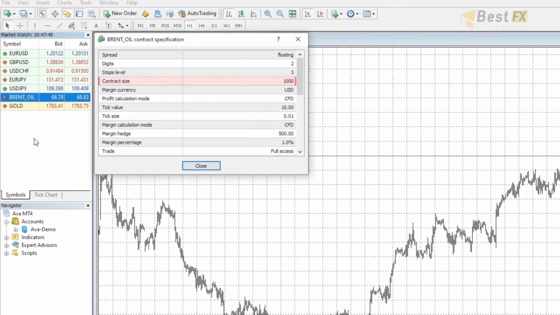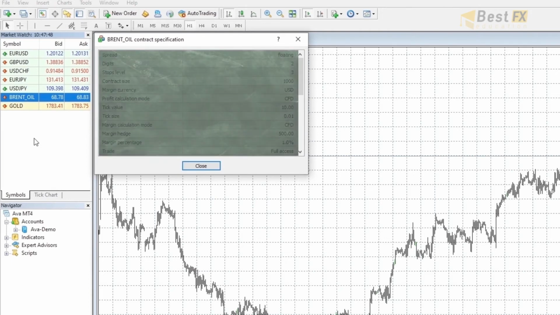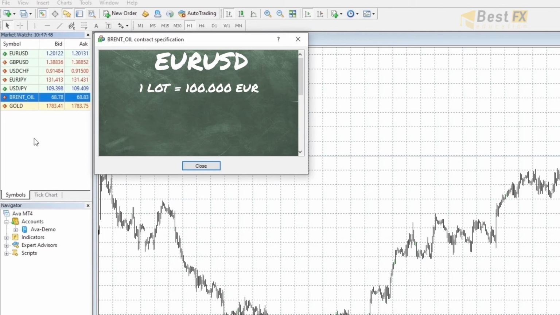If this lot is too much, then you can decrease the lot size. Let's explain this over the EUR USD pair. If you type in 0.1 lot instead of 1 lot, then you'll be choosing a mini lot, which is 1/10 of 1 lot. We'll be opening a position of 10,000 euros instead of 100,000 euros. If this exceeds your limit, then you can also choose a micro lot, which is 1/10 of a mini lot.